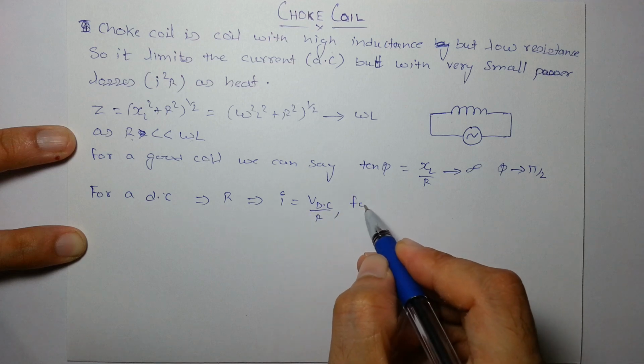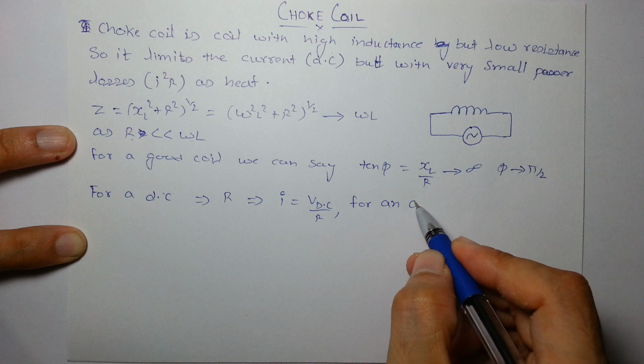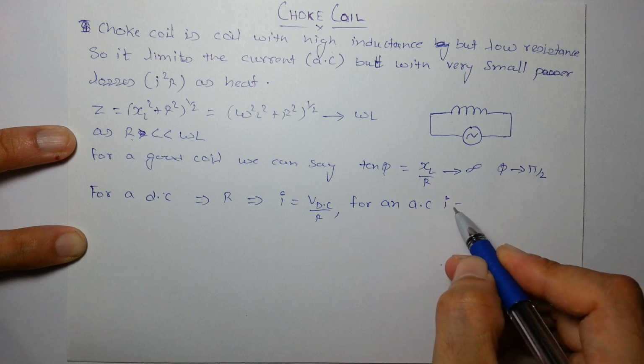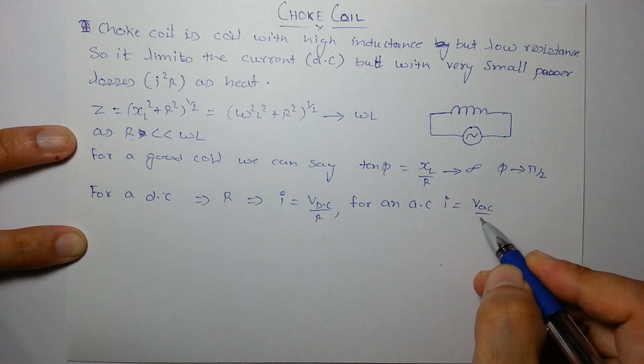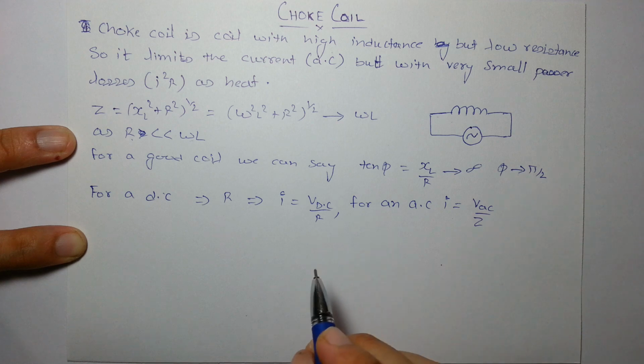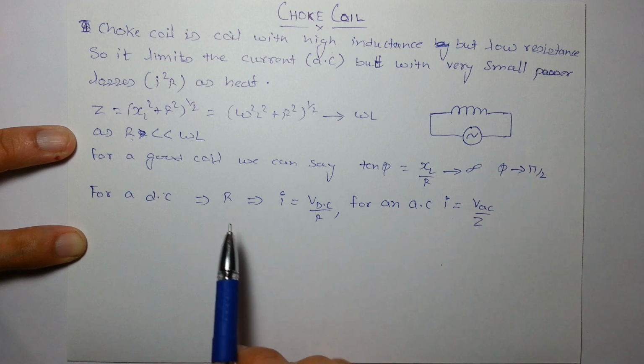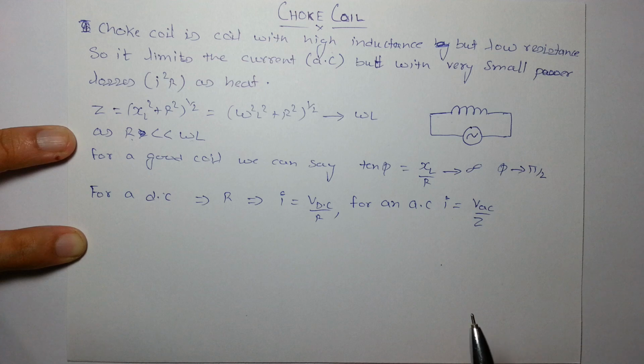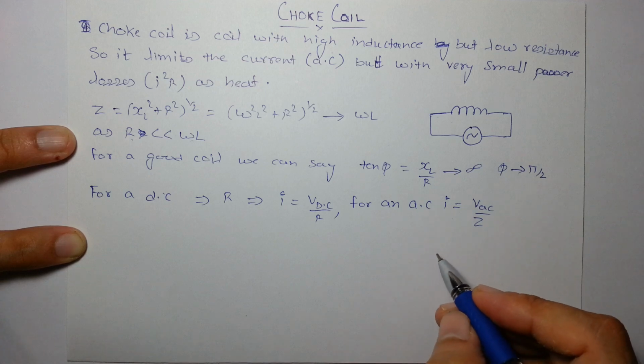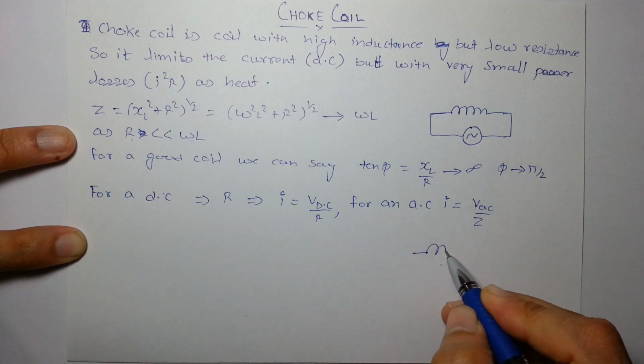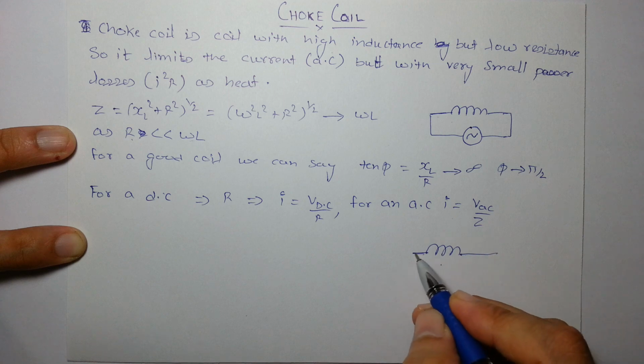But for an AC, I is equal to VAC by Z, which is very high. Okay, so this is how a choke coil works. Let's take an example of a choke coil, as we find it in day-to-day life.